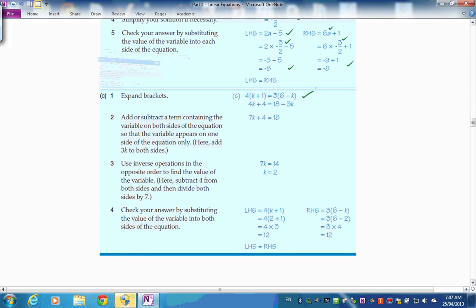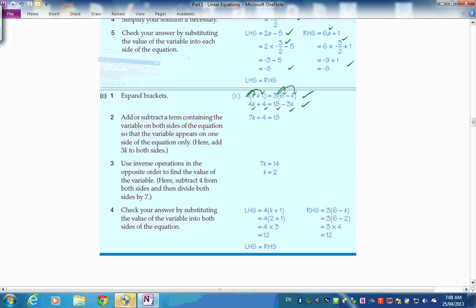There's brackets. Always remember BODMAS, do the brackets first. So expand the brackets. Now we've done some work on that before. So it's, what is it? It's 4 lots of k and 4 lots of 1. Giving that 3 lots of 6, 18, 3 lots of neg k, neg 3k.